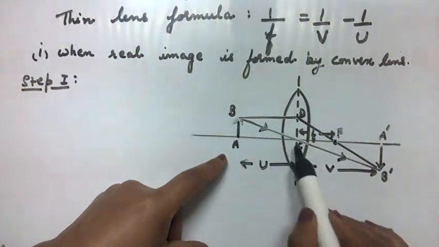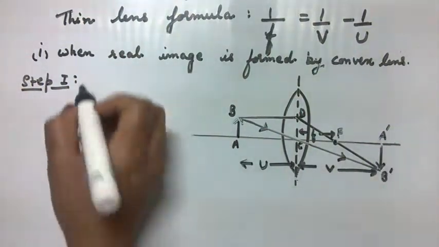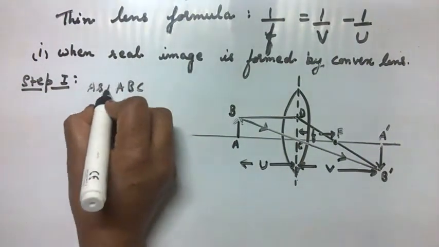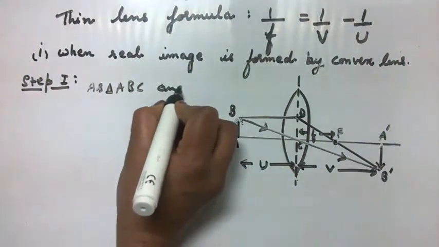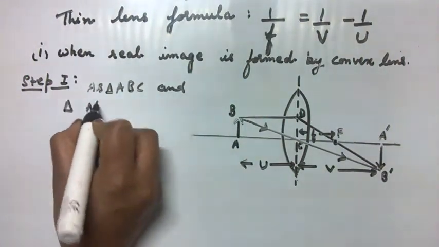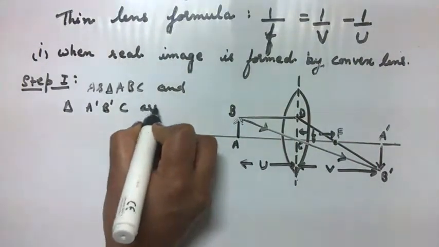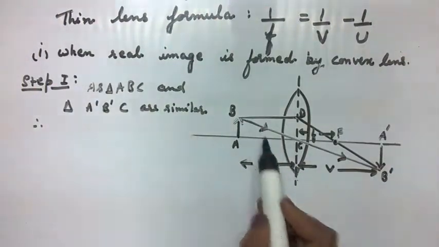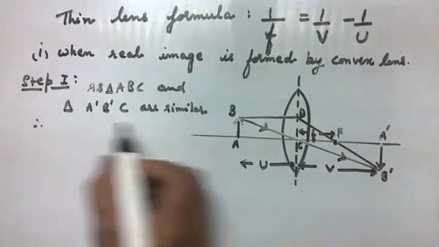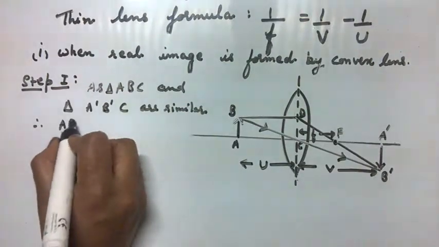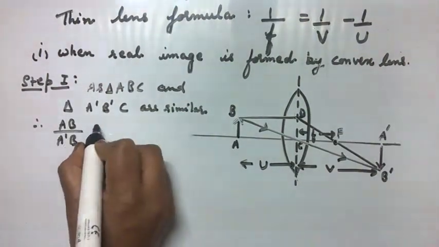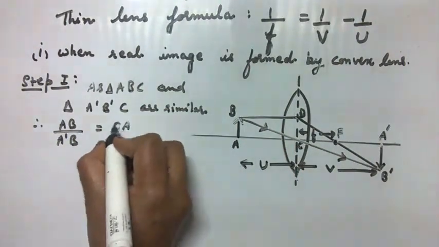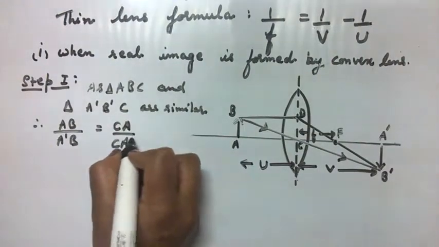ABC is similar to A dash B dash C. So we can write that triangle ABC and triangle A dash B dash C are similar. Therefore, their sides can be written in proportion. That is, AB upon A dash B dash is equal to CA upon CA dash. Give it equation number 1.